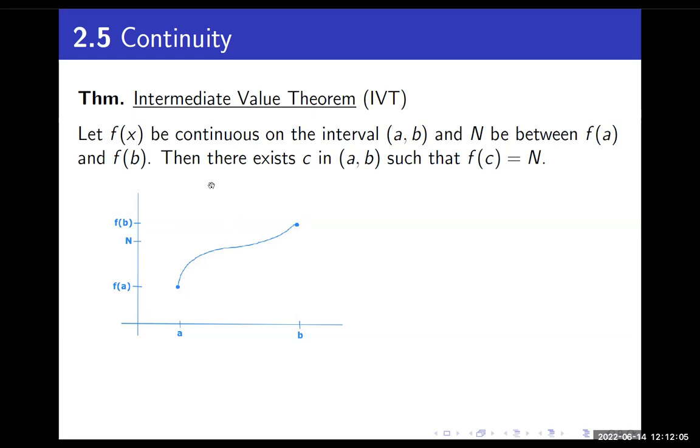What's the conclusion? If this is all true, then there exists c in (a, b). So there's a c down here on the x-axis such that f of c is equal to N. What does that mean? If N is anywhere between f of a and f of b, then we could draw that line out and locate the point. And if we come down to the x-axis, that point on the x-axis is always going to fall somewhere between a and b. And we can see that right here.